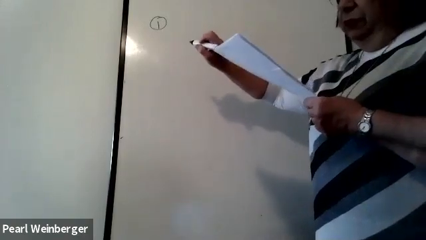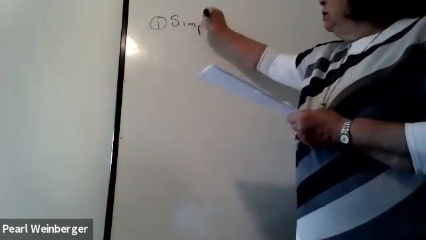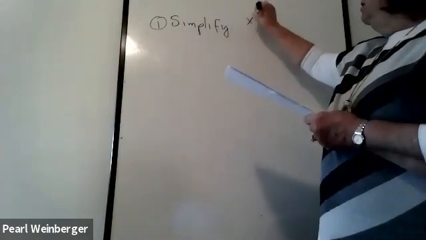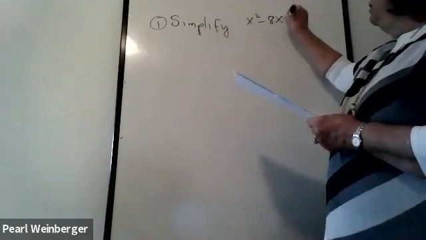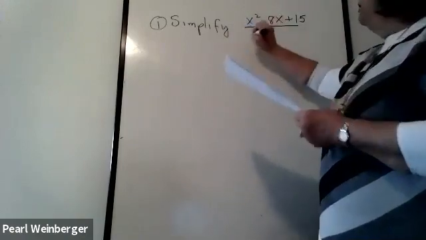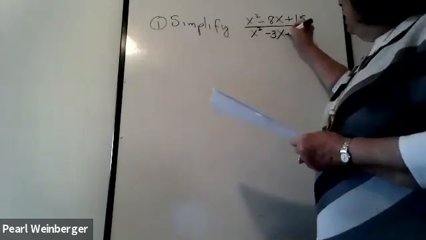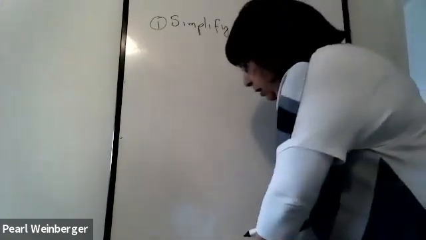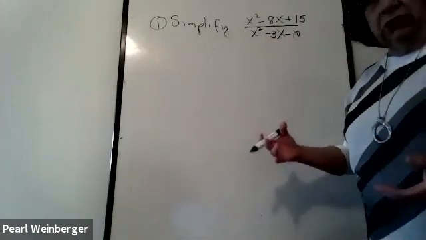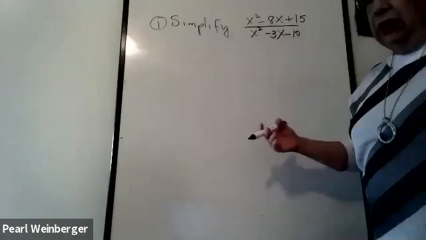Number 1 says simplify the rational expression x squared minus 8x plus 15 over x squared minus 3x minus 10. And when we say simplify, a rational expression is simply an algebraic fraction. Simplify it means reduce it as much as you can.